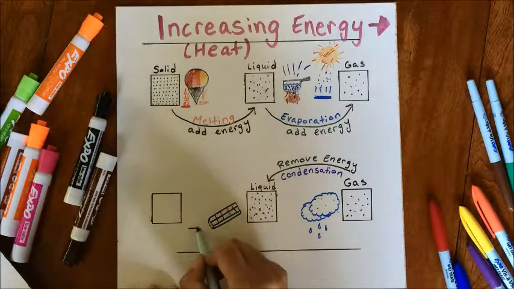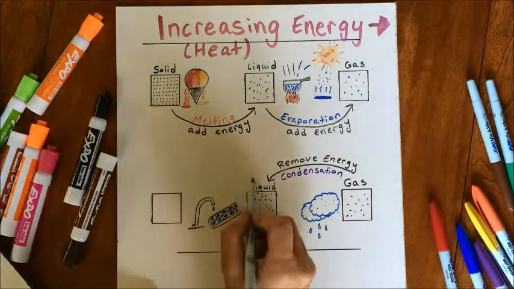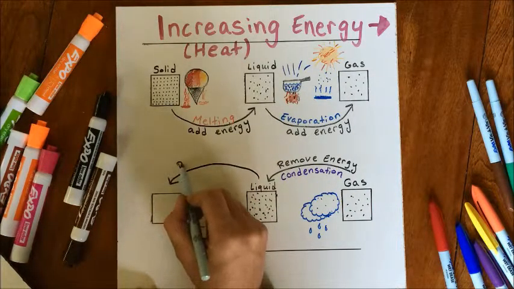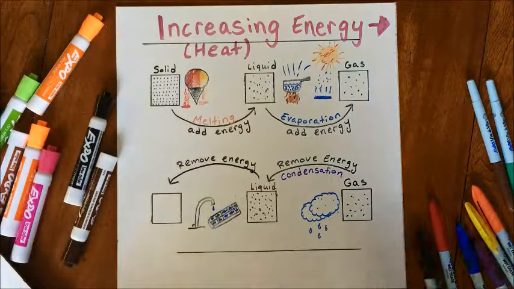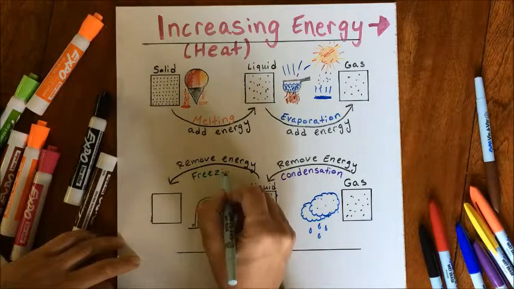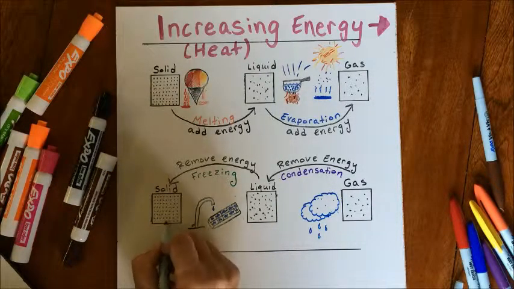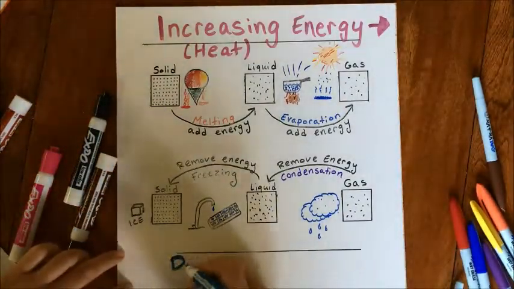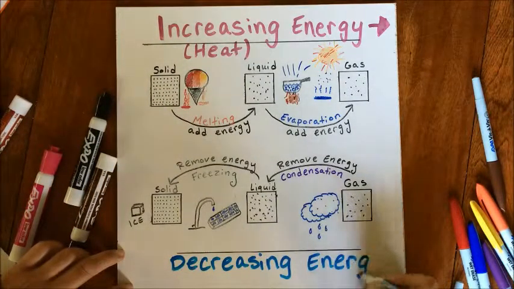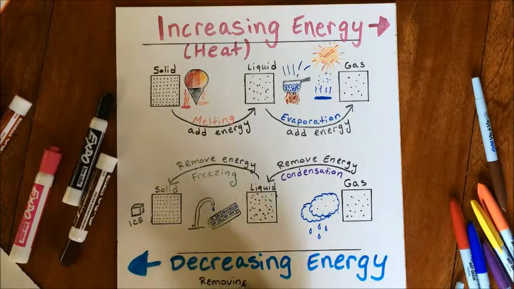If we take liquid water and fill an ice tray with this liquid water and we remove the energy, by, for example, putting it in a freezer, like we all have plenty of experience with, we know that this is called freezing. And this will turn the particles back into a solid where they are tightly packed together, unable to move except vibrating in their positions. So this is decreasing the energy or removing the energy.